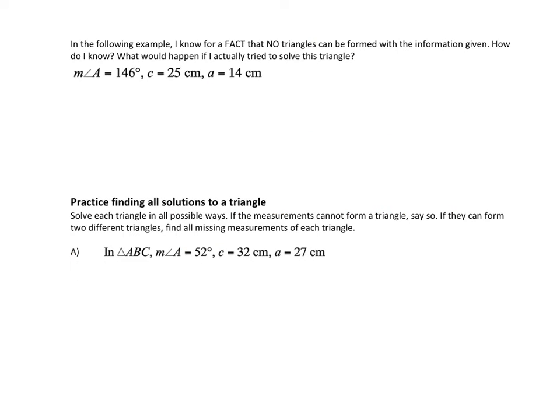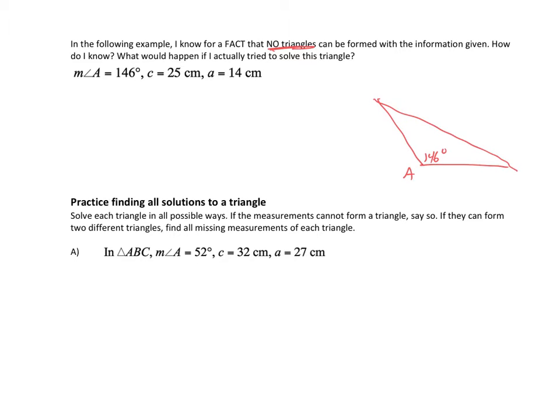Then it says, in the following example, I know for a fact that no triangles can be formed with the information given. How do I know? What would happen if I actually tried to solve this triangle? So I'm going to sketch this triangle to begin with. So in this case, we're given an obtuse angle, which is 146 degrees. So like the previous problem, we know there's either at most one triangle, maybe zero triangles.